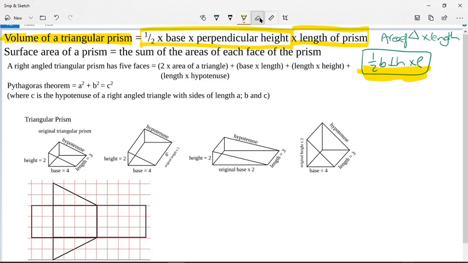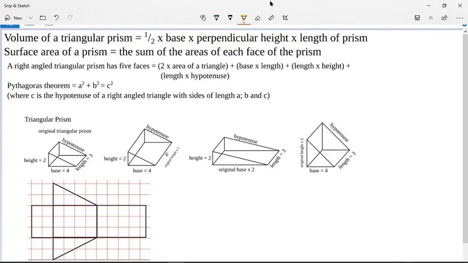Okay, now you can stop the video here and work out all of the volume issues. I want to talk to you now about the surface area of this prism. So if you've stopped the video, do all your sums for volume of the prism. Okay, and now let's look at the surface area. Remember I said to you your surface area is like the skin of an animal.